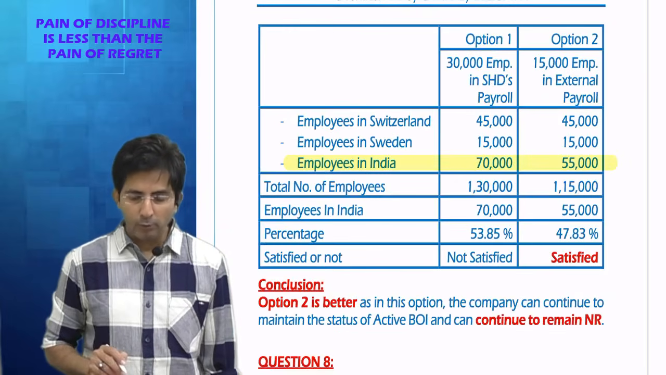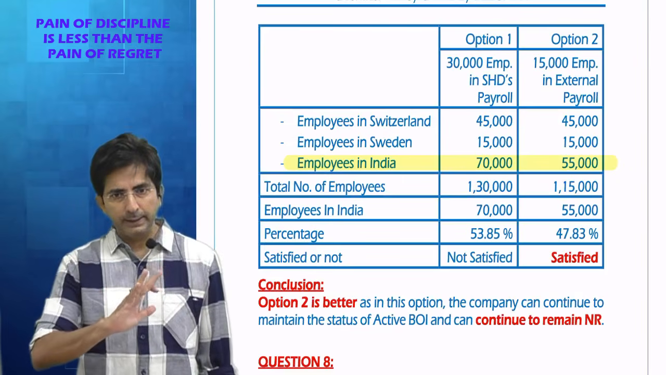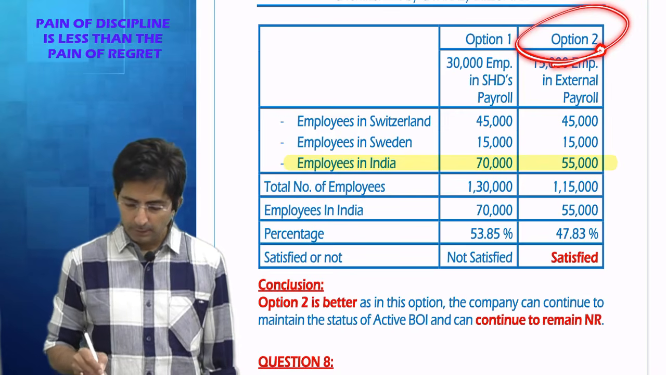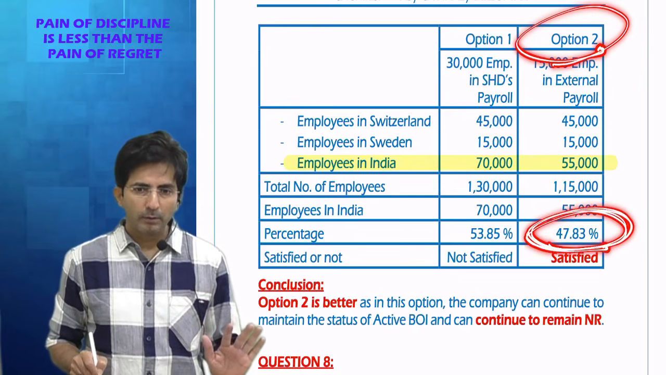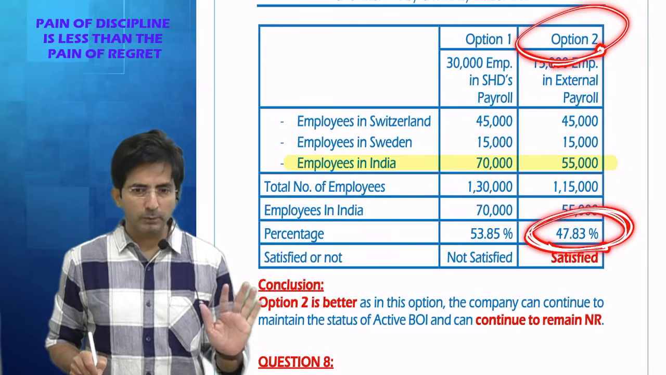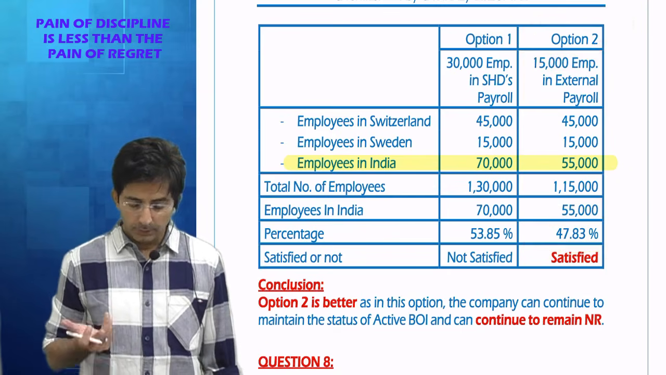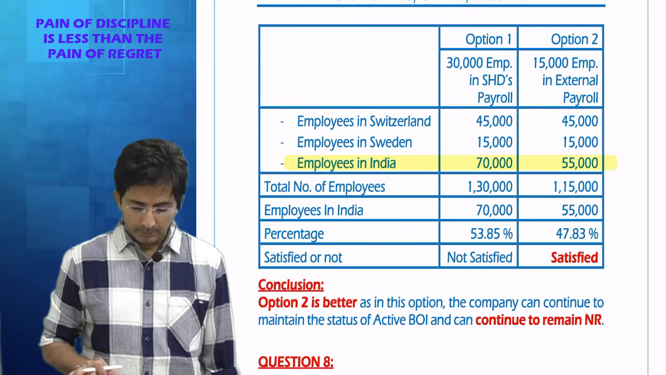So tell me, what will you advise to the company? That if you want the status of NR only in India, option 2 is better. Because under option 2, your number of employees in India is still remaining below 50%, which will keep your active void test satisfied. Okay. So this was a good question. This is from ICAI only. Okay.